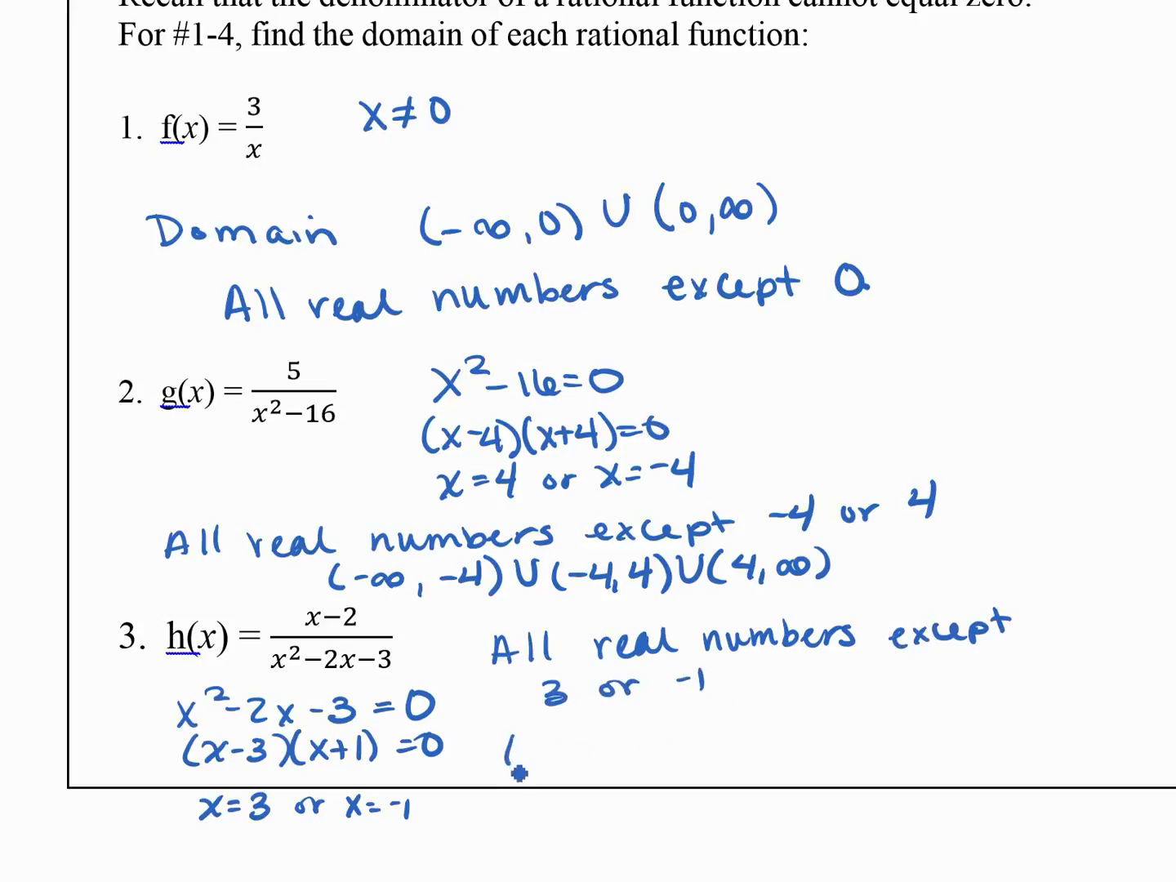And if we write that in interval notation, we'd go negative infinity up to negative 1, union negative 1 to 3, union 3 to infinity. Okay, so to find the domain of a rational function, you just need to leave out any values that make the denominator 0.